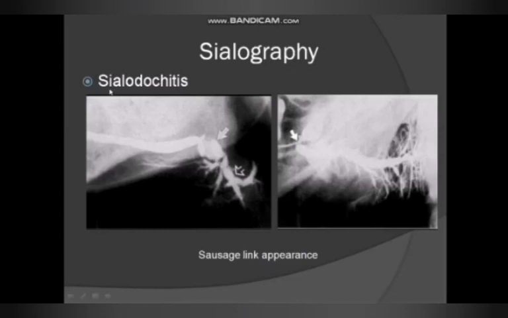In sialodochitis, which means dilation of the duct system, this dilation is caused by a large calculus at the posterior end of the main duct, as the solid arrows are pointing, and associated segmental dilation in the structure of the duct beyond the stone, giving us the appearance of a sausage link.